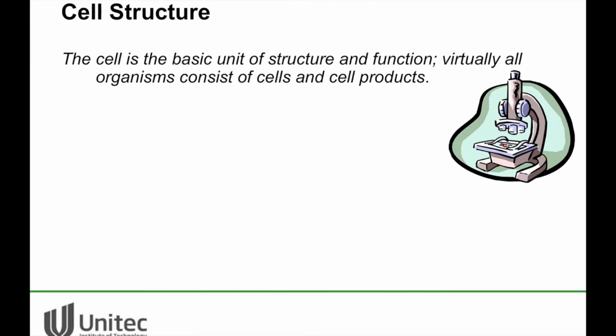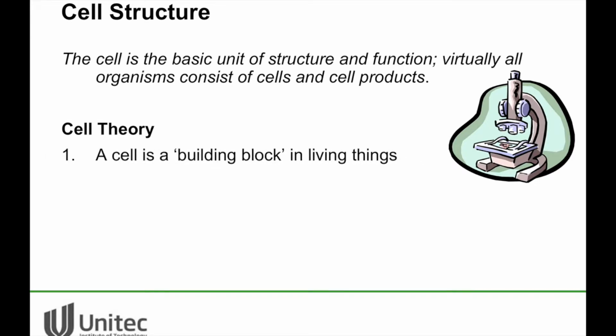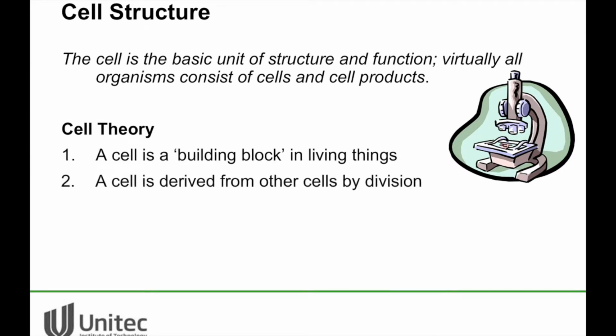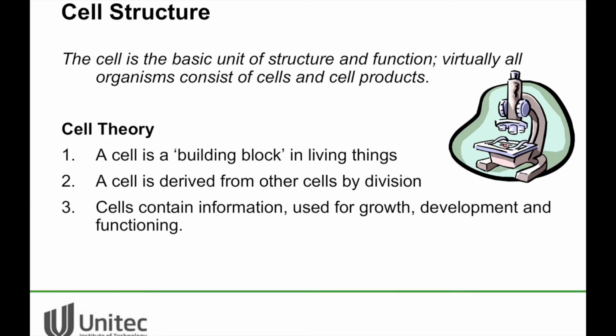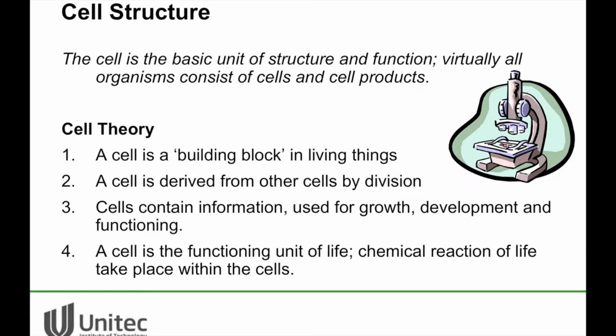So we think about cell structure at the beginning. It's the basic unit of structure and function in animals. And virtually all organisms consist of cells and the products of those cells. Cell theory says that the cell is a building block of living things. A cell is derived from other cells, so they divide to make new cells. And the cells contain the information that are used for growth, development, and their functioning. And a cell is the functioning unit of life, so the chemical reactions needed take place in cells.